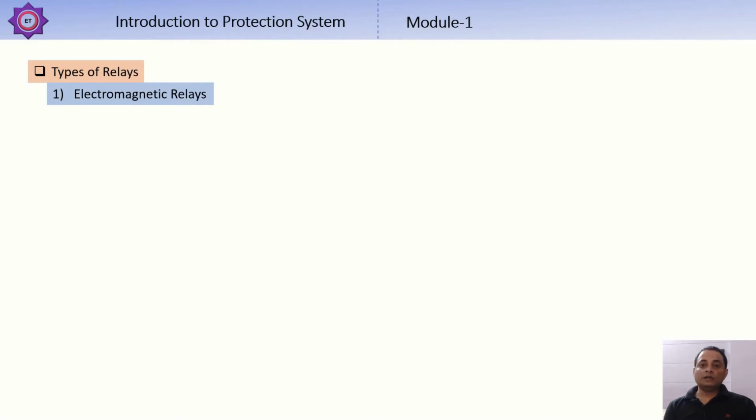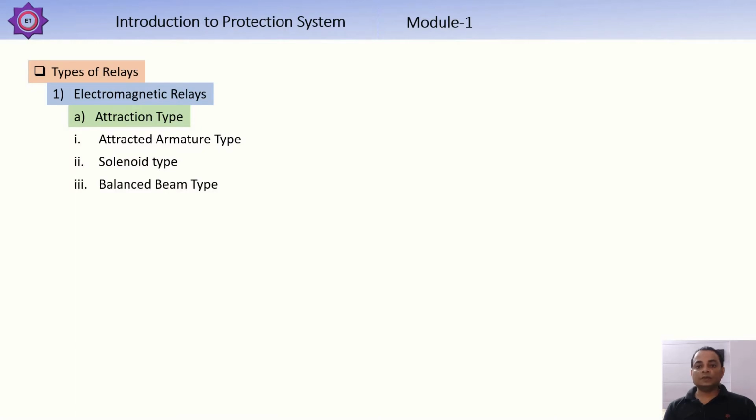An electromagnetic relay is further divided into 2 categories. First one is attraction type and second one is induction type. If we talk about the attraction type relay, further it can be divided into 3 categories. First one is attracted armature type, second one is solenoid type and third one is balance beam type. Let's start with attracted armature type.